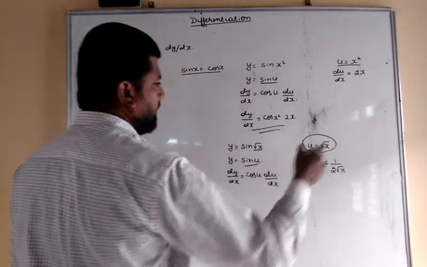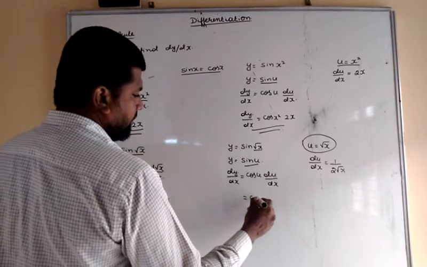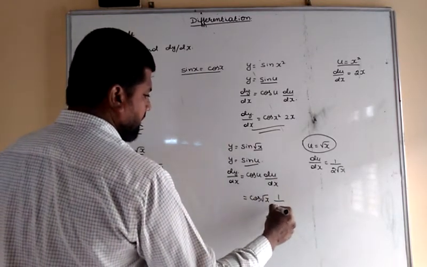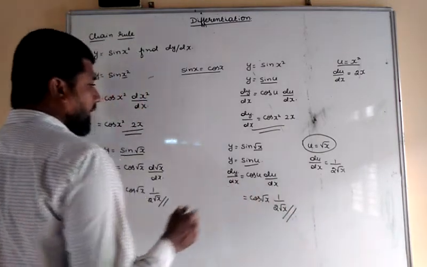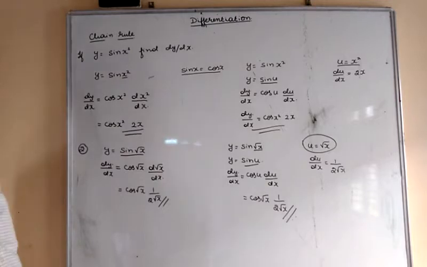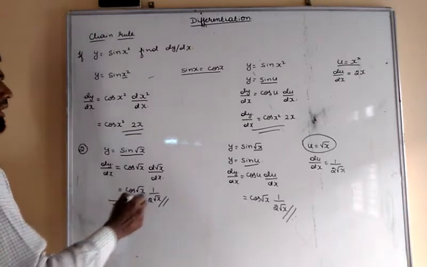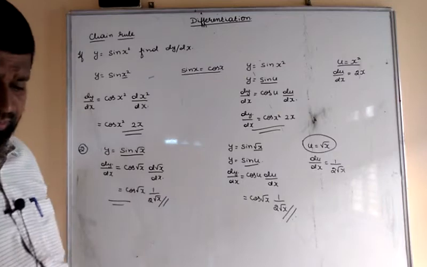Then substitute the value of u and du by dx. Cos u means cos root x, and du by dx means 1 by 2 root x. So this is the chain rule. Whichever is easy, you can follow that method. I have done the two methods: this is the direct method, and this is the substitution method. Let us take the next problem.